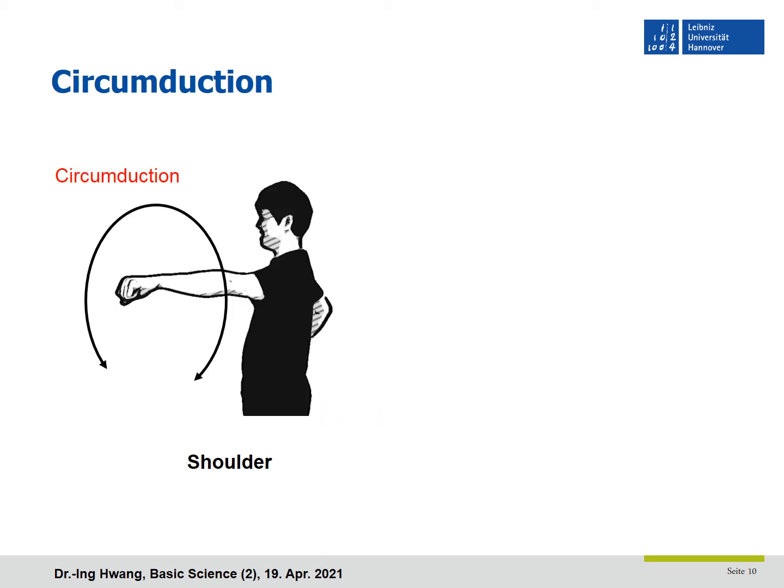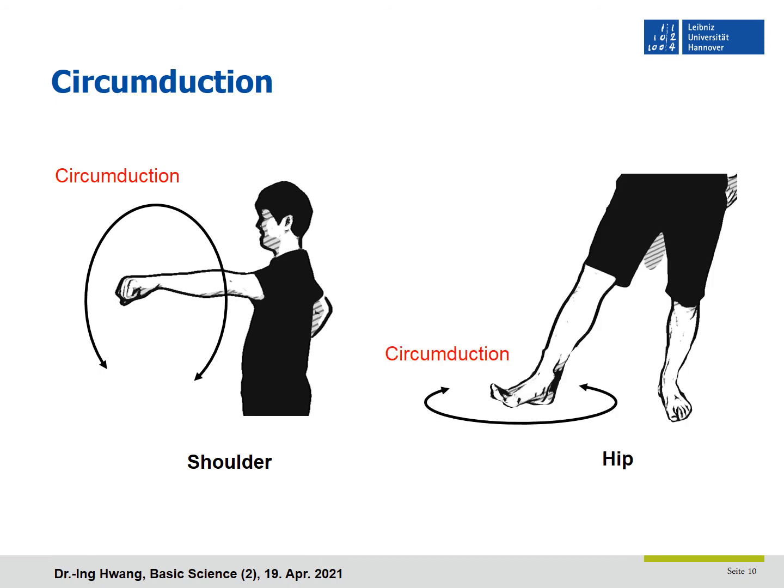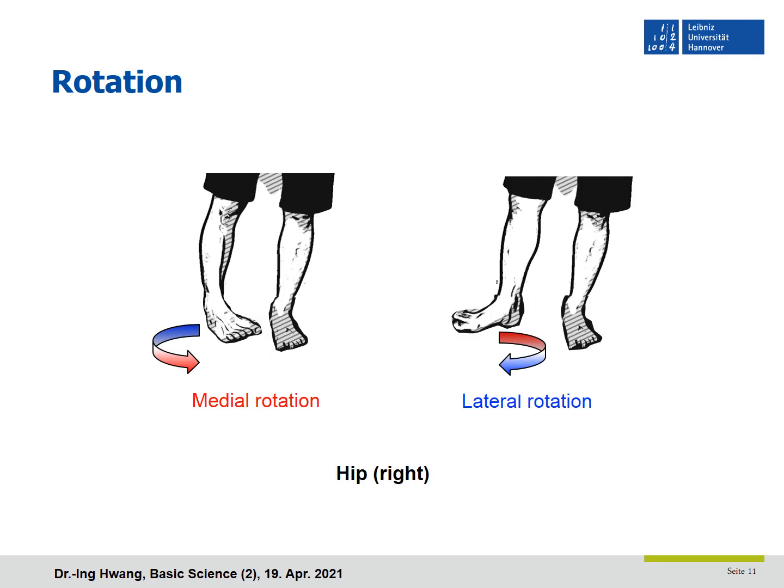The next one is circumduction. The left is an example for a shoulder and the right is for the hip. When you draw a circle using a shoulder or hip joint, it is a circumduction. This movement is a combination of flexion, extension, abduction, and adduction. It happens to the socket structure like a shoulder or hip joint and eyes. Now we talk about rotation. The left shows the medial rotation of the hip, which is rotating toward the middle line, and the right shows the lateral rotation, which is rotating away from the middle line.